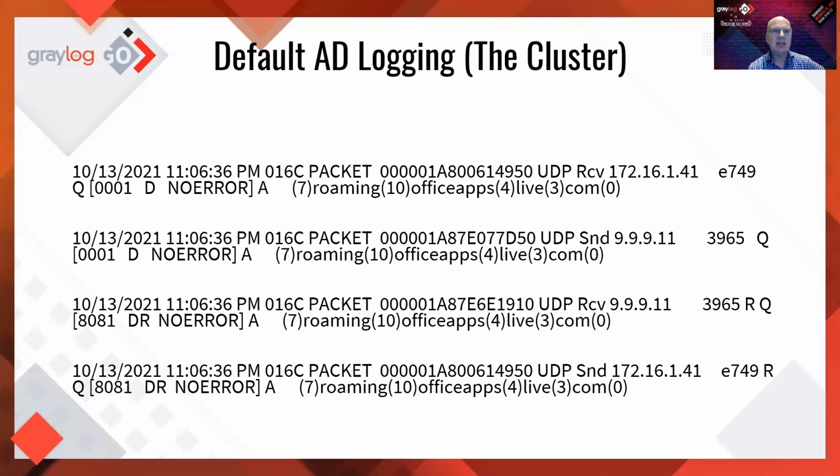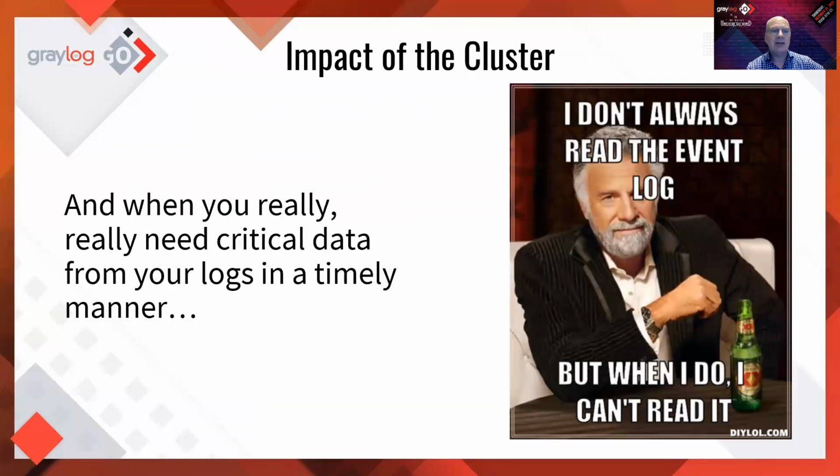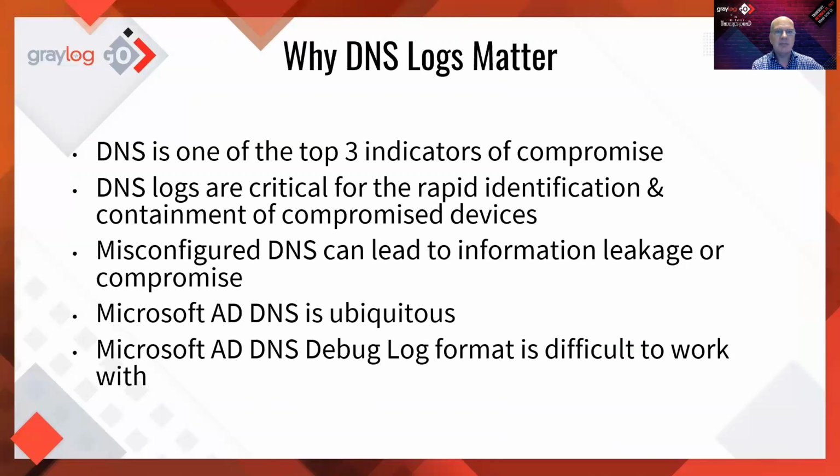So let's look at the impact if we can't read this data. When something's going wrong, when you really need the information, when you're in the middle of an incident response, you need the data, but it's not there. I don't always read the event log, but when I do need it, I can't read it. It's there, but what good is it if I can't look at it? So why do these DNS logs matter? And then we're going to get back to how we're going to solve this problem.